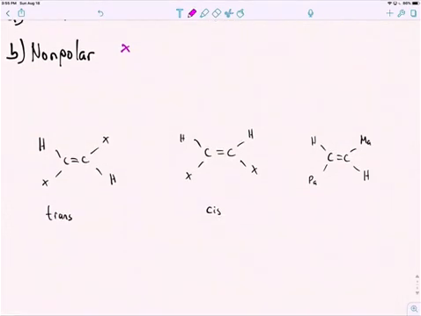We'll talk about this in the next lesson, but this symbolism, you have trans. Notice that this is across the double bond, and this way is cis. It's on the same side. So trans is opposite, cis is same.